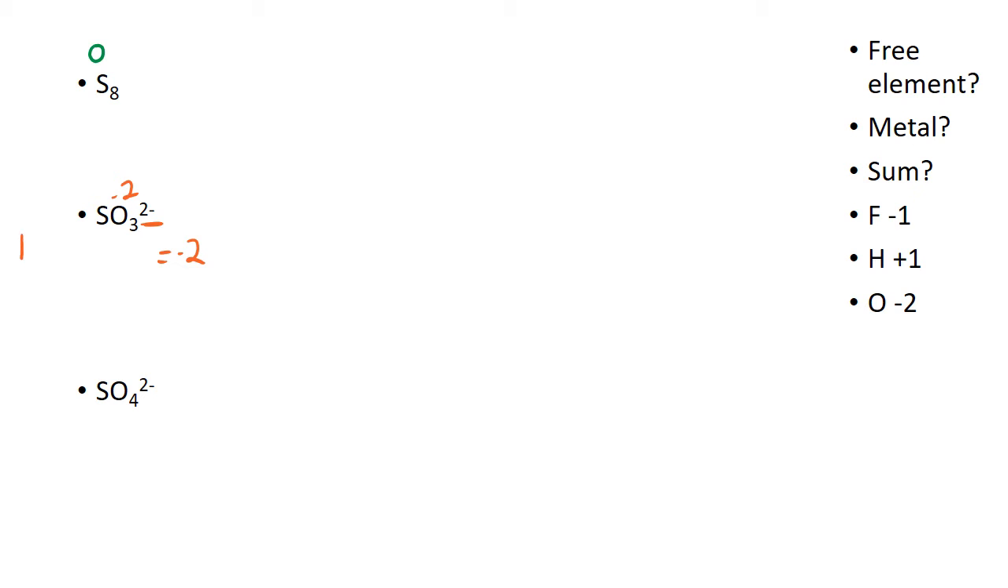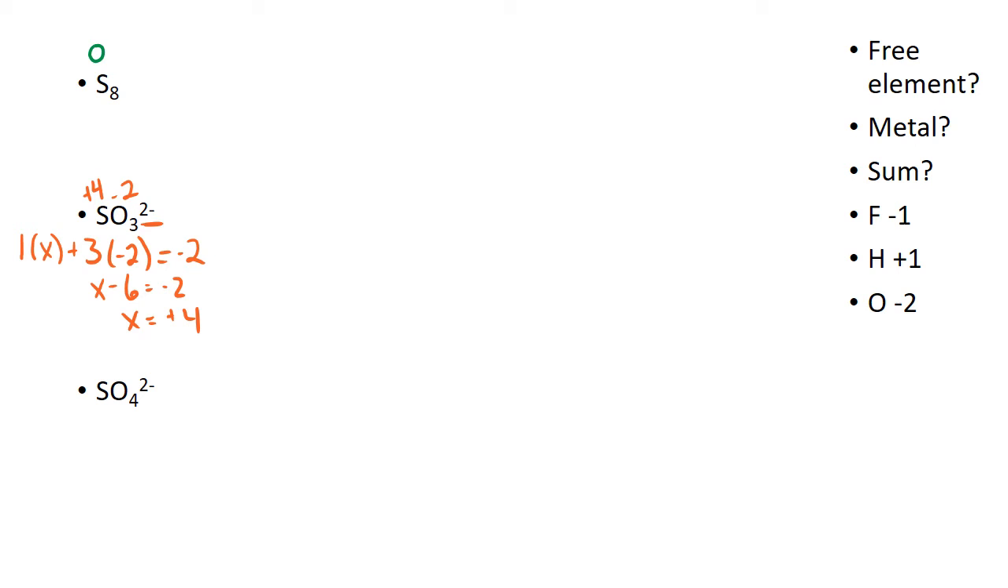So let's see here. I have 1 sulfur, it's X. I have 3 oxygens, they like to be -2. And when I add them all together, it's still going to equal -2. X minus 6 equals -2. X equals +4.